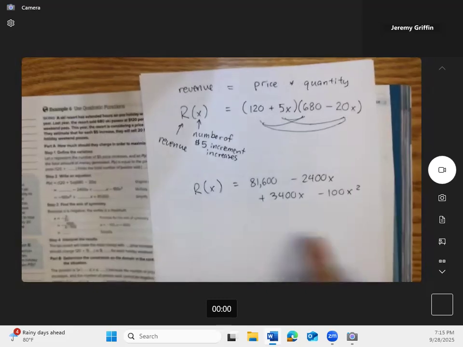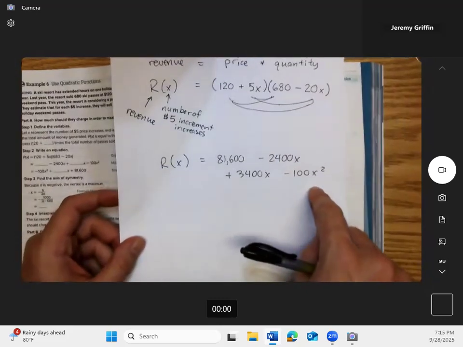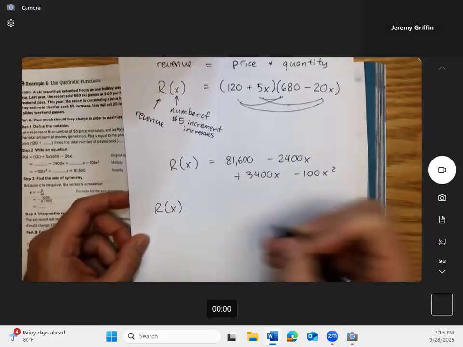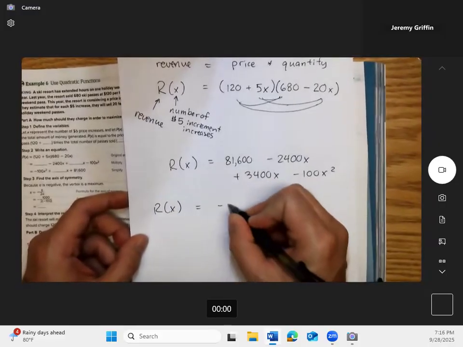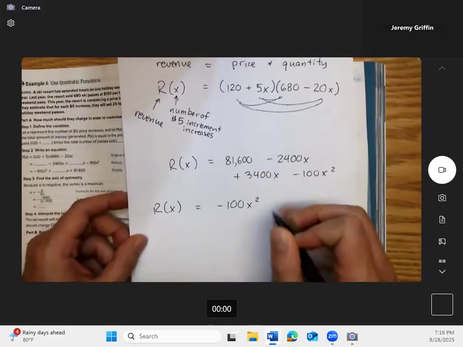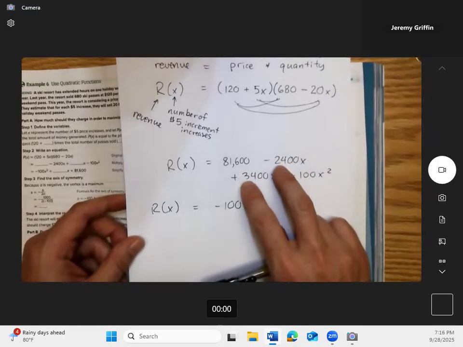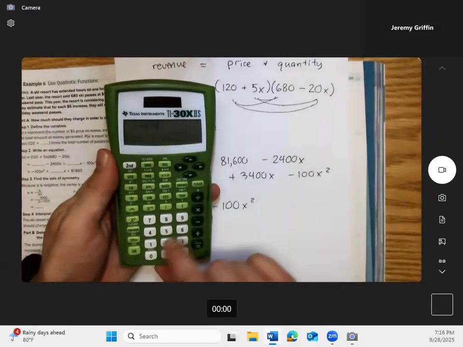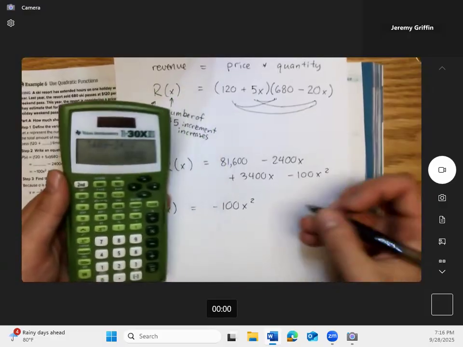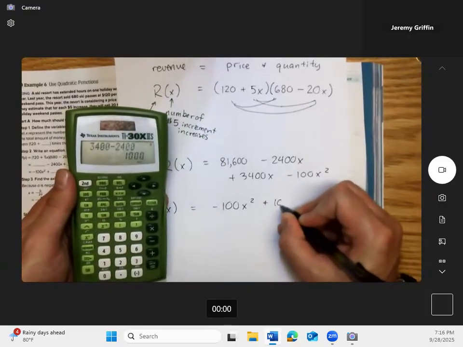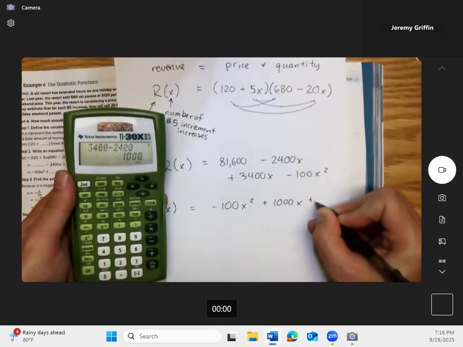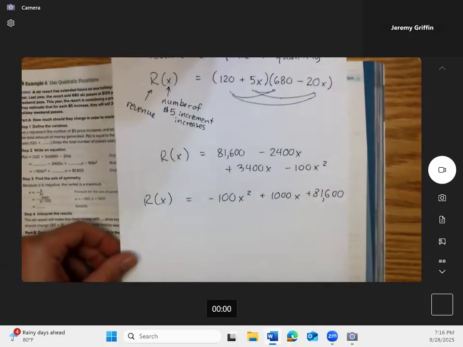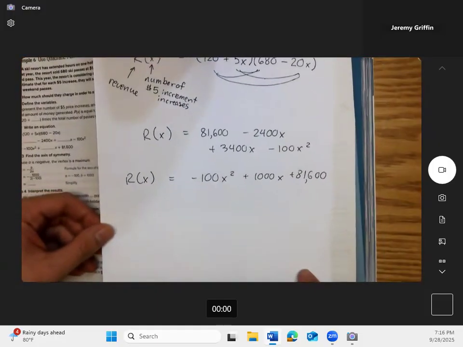Or I can rearrange this, put the x squared term in front. And so the revenue as a function of x, the price increases, equals, I got negative 100x squared, then 3400 minus 2400, which is 1000. So plus 1000x, and then plus 81,600. That is the equation of that parabola.